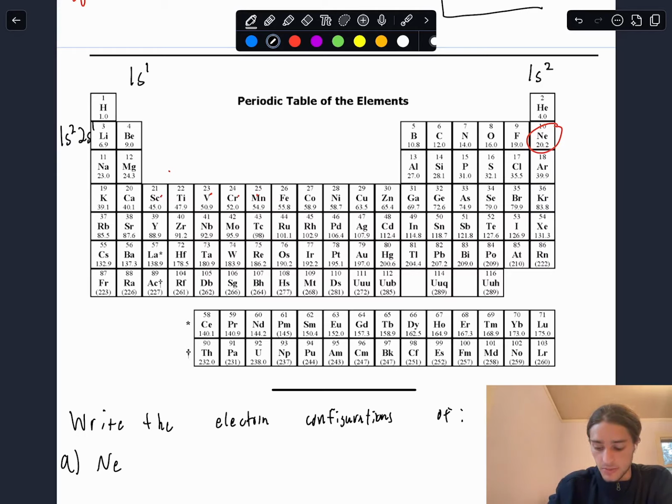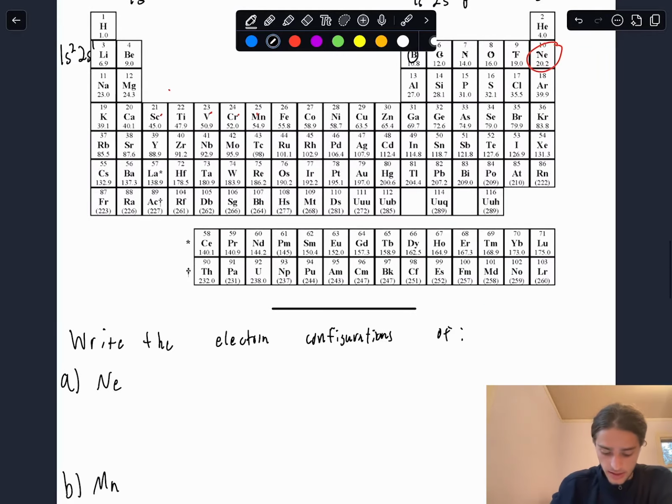So by the time I get to boron, boron's going to be 1s2, 2s2, and then it's going to have the first electron in the p orbital. And then I need to add 5 more electrons to get to neon. 1, 2, 3, 4, 5. So that means neon is going to be 1s2, 2s2, 2p6.